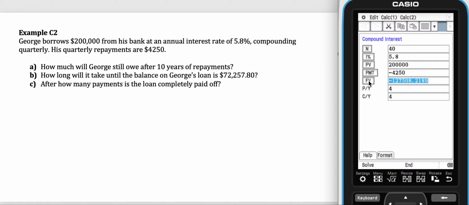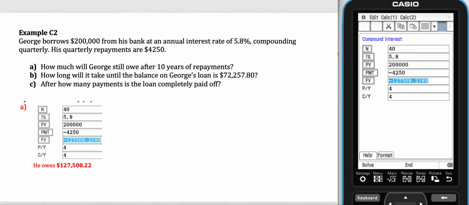Now, future value can be a little bit tricky when we have to think about positives and negatives. The future value here has come out as a negative, and that really is because if we were to stop or pause this loan after 10 years, at that point George still owes the bank $127,500. So that's money he still has to pay to the bank. That's why it's a negative number. So we've got our answer for part A, and I'll just copy that down there.